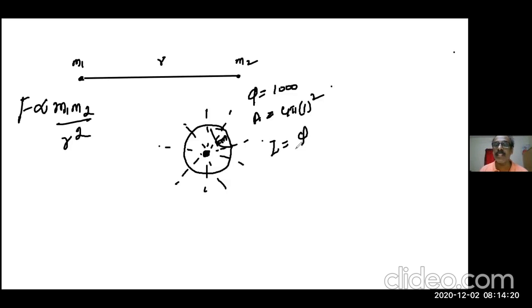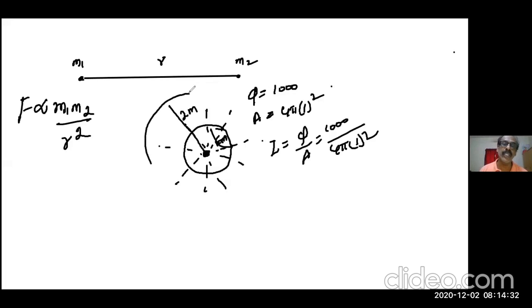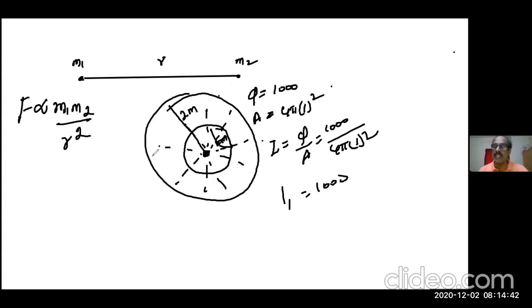We can calculate phi by A. For example, 1000 divided by 4 pi 1 square. Now imagine the same sphere, but 2 meters bigger. So here you have to imagine a little larger sphere. How much is passing? How many gravitons pass through this sphere? That is the same 1000. The same 1000 again passing through this outer one.